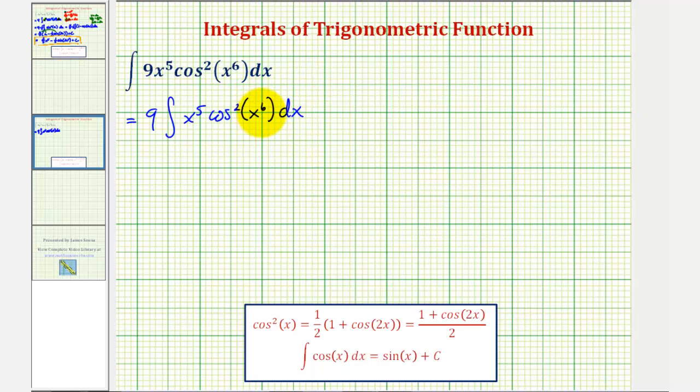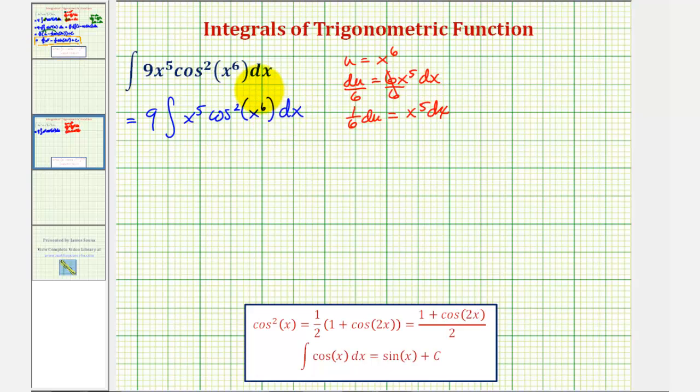And now because we have x to the 6th here and x to the 5th here, we'll perform U-substitution and we'll let u equal x to the 6th, and therefore differential u is equal to 6x to the 5th dx. And since we have x to the 5th dx, let's divide both sides by 6. And therefore 1/6 differential u is equal to x to the 5th dx.